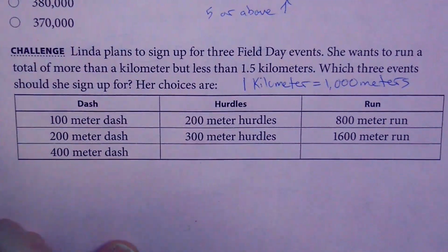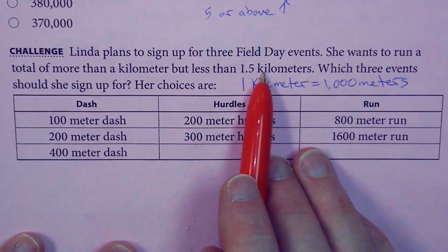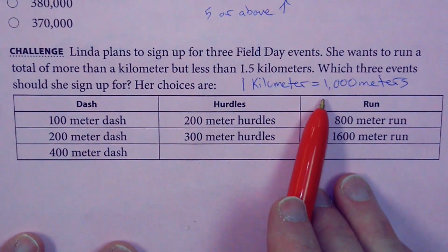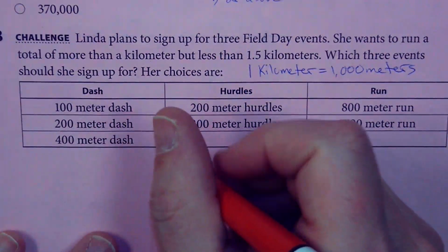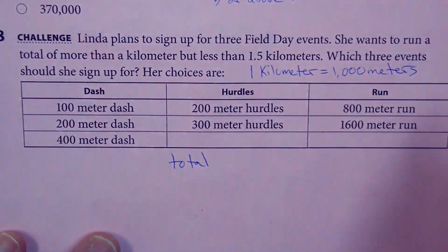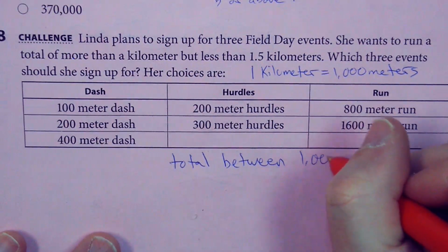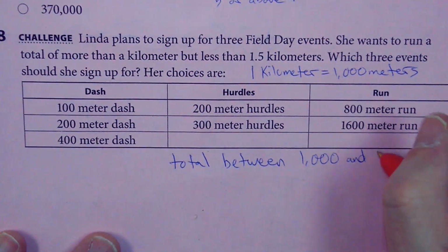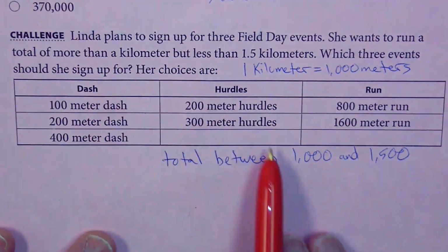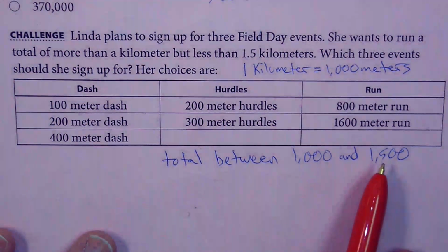But we're trying to add up to 1.5 kilometers. So if 1 kilometer is 1,000 meters, how much is 5/10 or 1/2 of a kilometer? Well, what's 1/2 of 1,000? 500. So I'm trying to get a total between 1,000 and 1,500. That's my goal, because she wants to run more than a kilometer, so it can't be 1,000, it has to be more than 1,000, but it has to be less than 1,500.